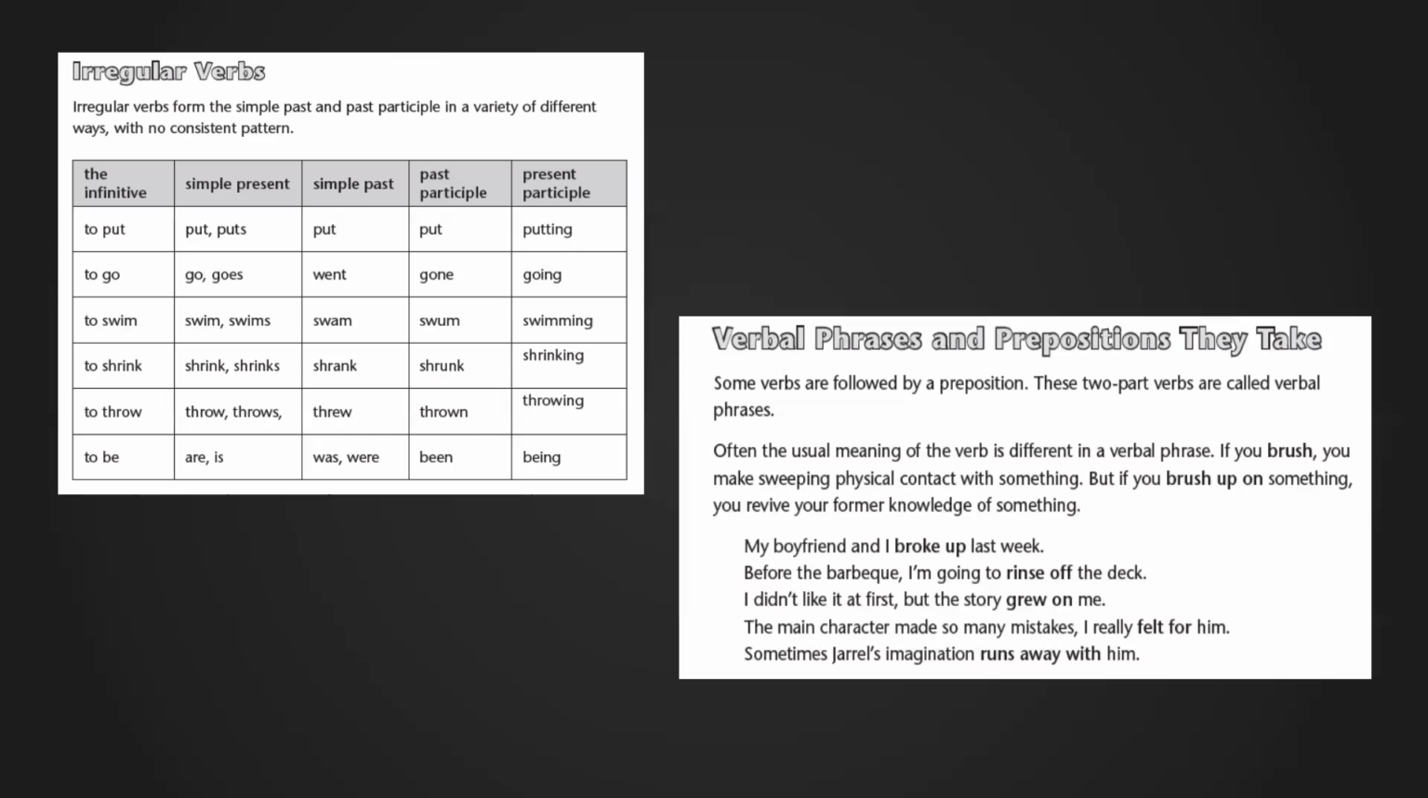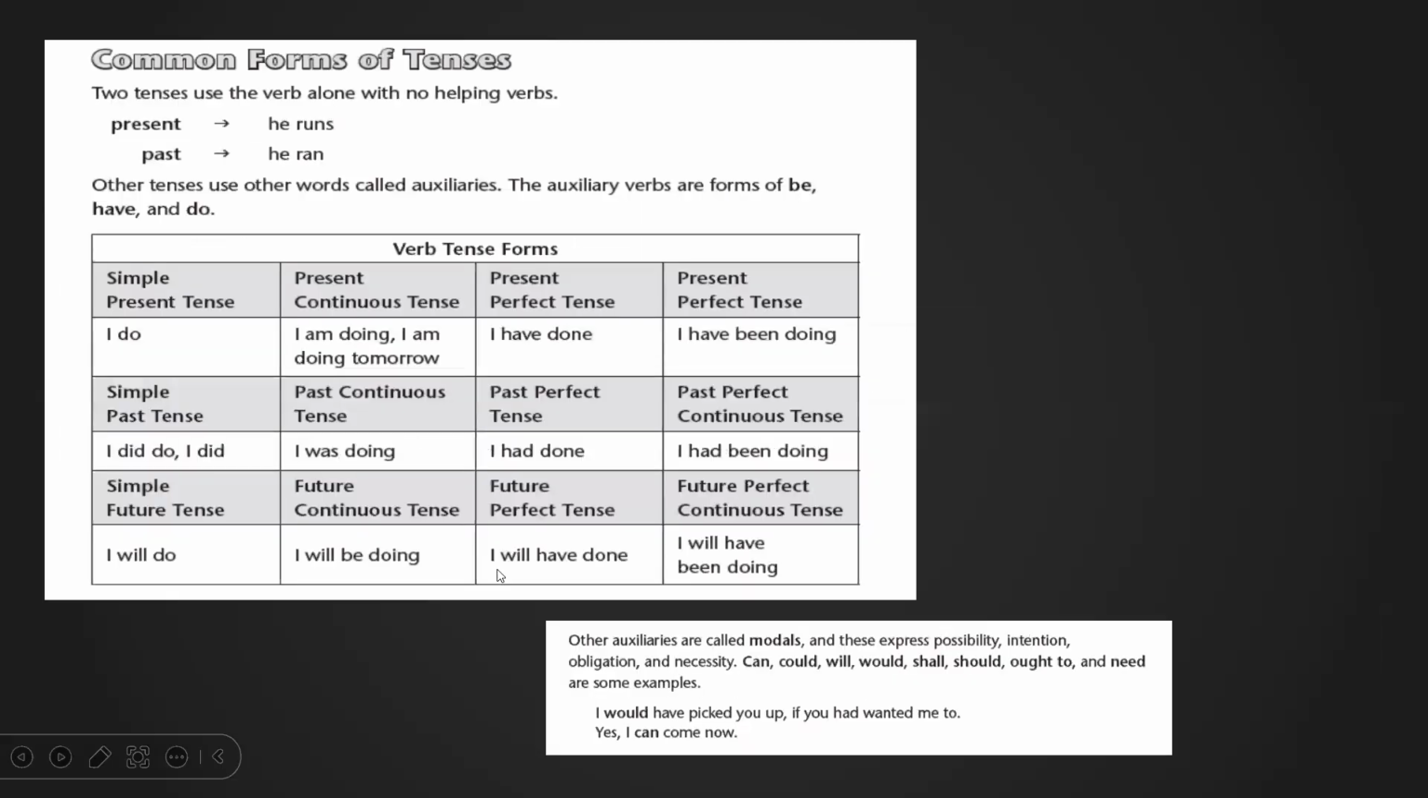And that's it. For example, we have the verb to break something, okay? Break plus up gives us a new idea. My boyfriend and I broke up last week. This is in the past. So break up means to separate, to end a romantic relationship. Perfect. And those are phrasal verbs in English.